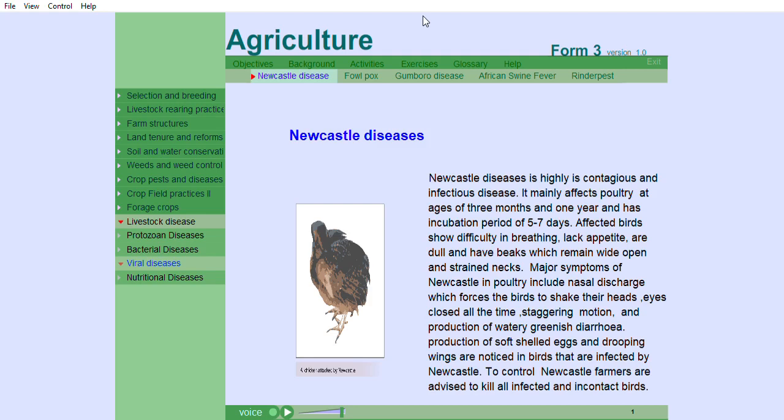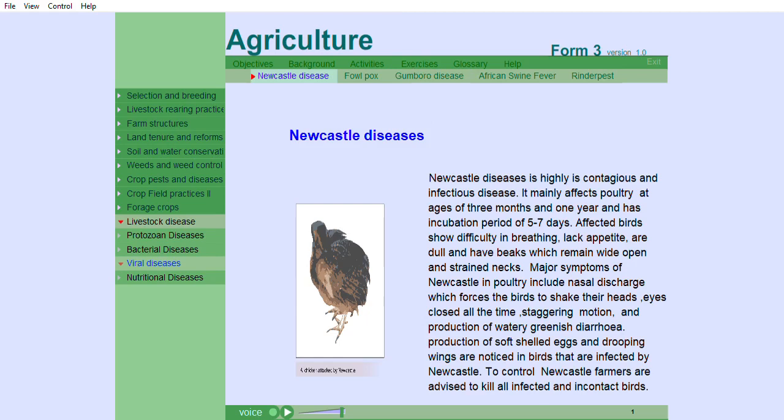Major symptoms of Newcastle in poultry include nasal discharge which forces the birds to shake their heads, eyes closed all the time, staggering motion, and production of watery greenish diarrhea. Production of soft-shelled eggs and drooping wings are noticed in birds that are infected by Newcastle.